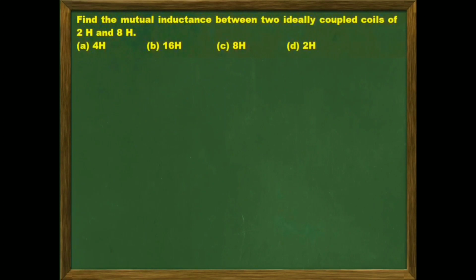In this question we have been given two ideally coupled coils of 2 Henry and 8 Henry inductance, and we need to find the mutual inductance between them. So in order to answer this question, let me discuss the concept behind it. Now let's discuss what mutual inductance and self inductance are and what the relation between them is. So what is self inductance?